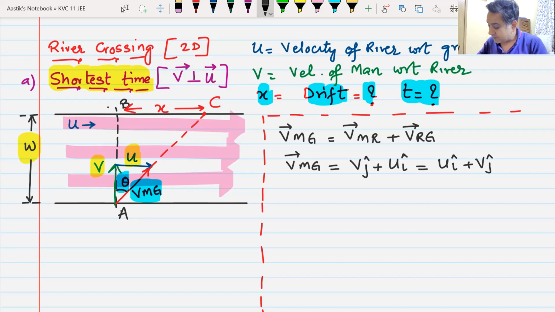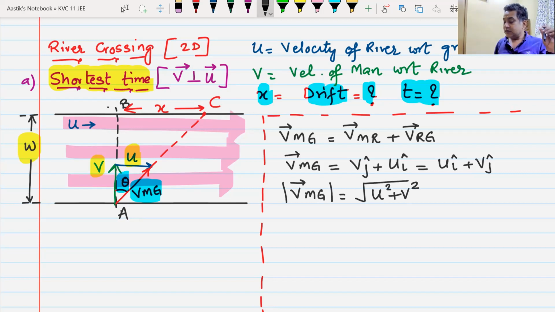Now, if someone asks you what is the magnitude of this velocity, you can find it out from i and j. It will be under root of x square plus y square, so it will be u square plus v square. You can find this velocity from the vector equation, or you can look at the right angle triangle formed by V, U and VMG. From there also you can see that VMG is the hypotenuse, V is the base and U is the perpendicular. Do we understand this?